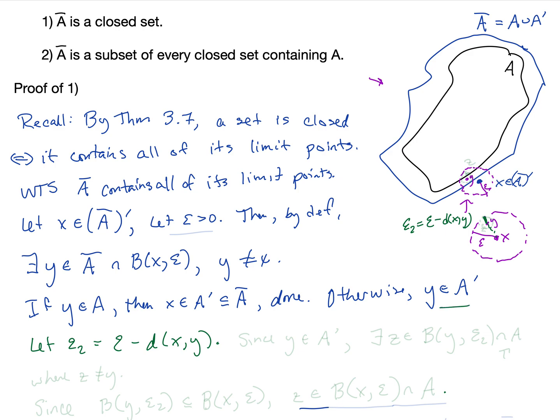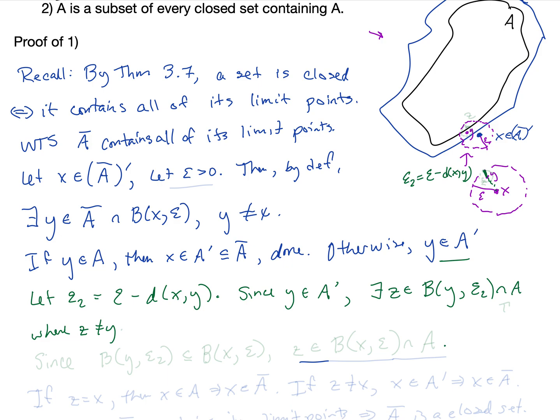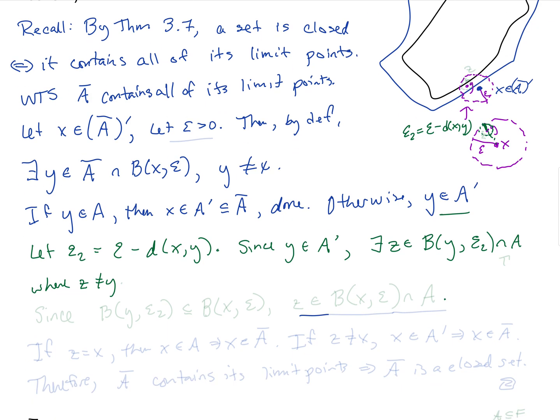By definition of limit point, since y is an element of A prime, since y is a limit point of A, there is some other element z in the ball centered at y of radius epsilon 2, and in A, where z is not equal to y. So there's got to be some z inside of that. Here we've got our same little picture, with this little ball of radius epsilon 2, and there's some point z that is in both A and this new ball of radius epsilon 2. Here's our point z. That point z must be in A and in this new ball of radius epsilon 2.